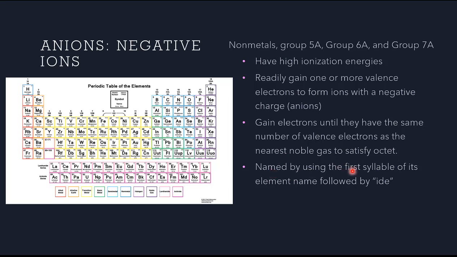And typically they're named using the first syllable of their element name followed by "ide." So if we were looking at oxygen, oxygen is a group 6A element. It's going to pick up 1, 2 electrons to become like neon. So we would write it as O2-, or the oxide ion.